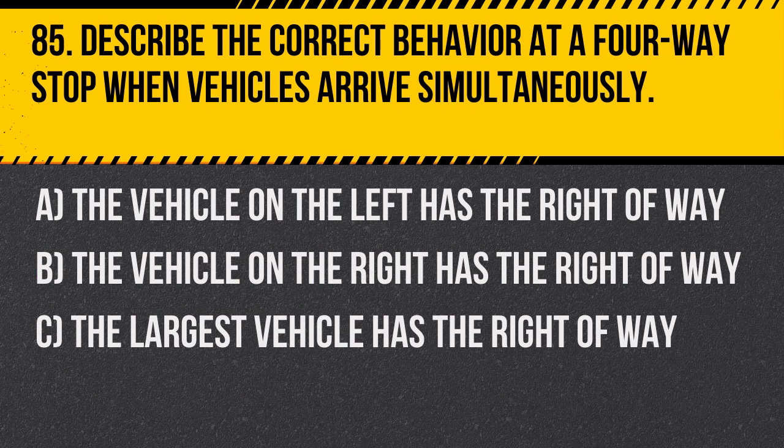Question 85. Describe the correct behavior at a four-way stop when vehicles arrive simultaneously. A. The vehicle on the left has the right-of-way. B. The vehicle on the right has the right-of-way. C. The largest vehicle has the right-of-way. Answer: B. The vehicle on the right has the right-of-way. This rule helps to determine the right-of-way in these situations.